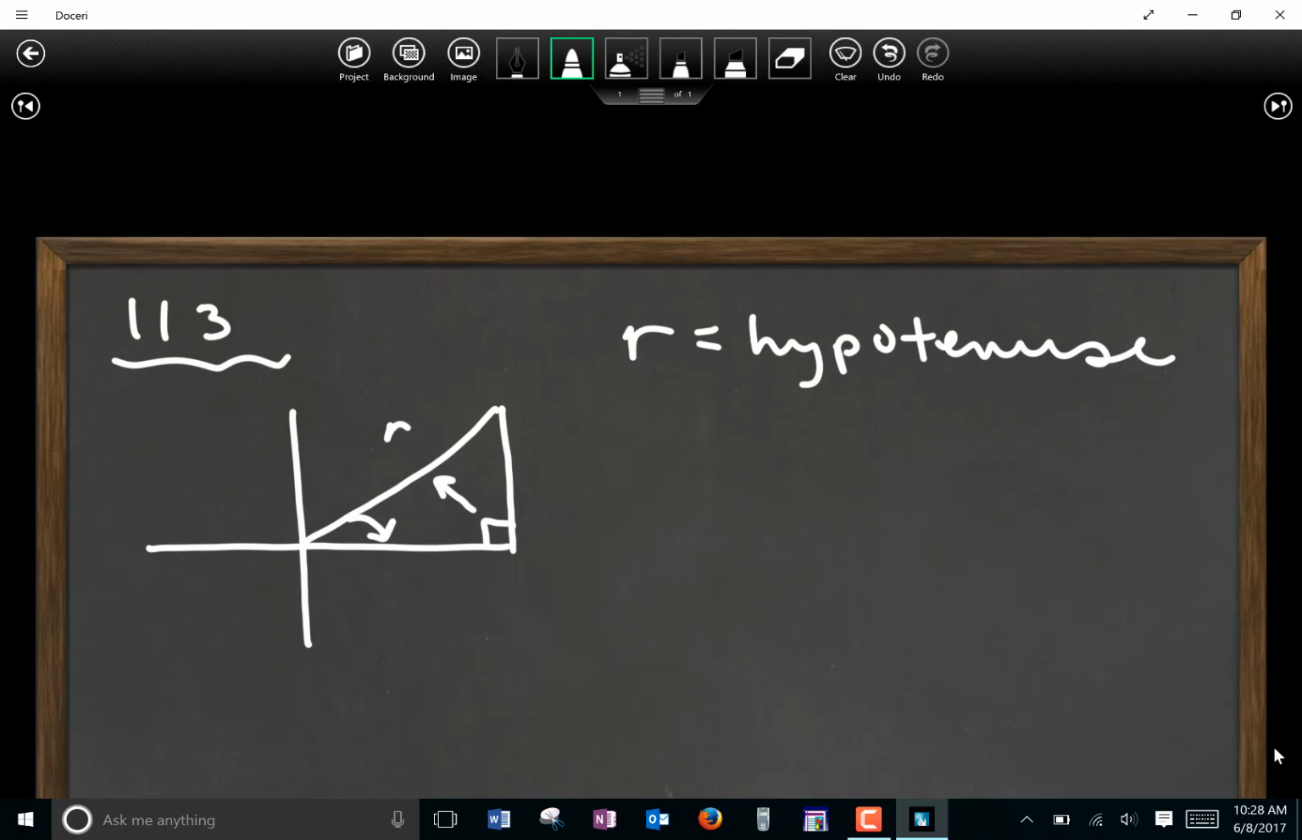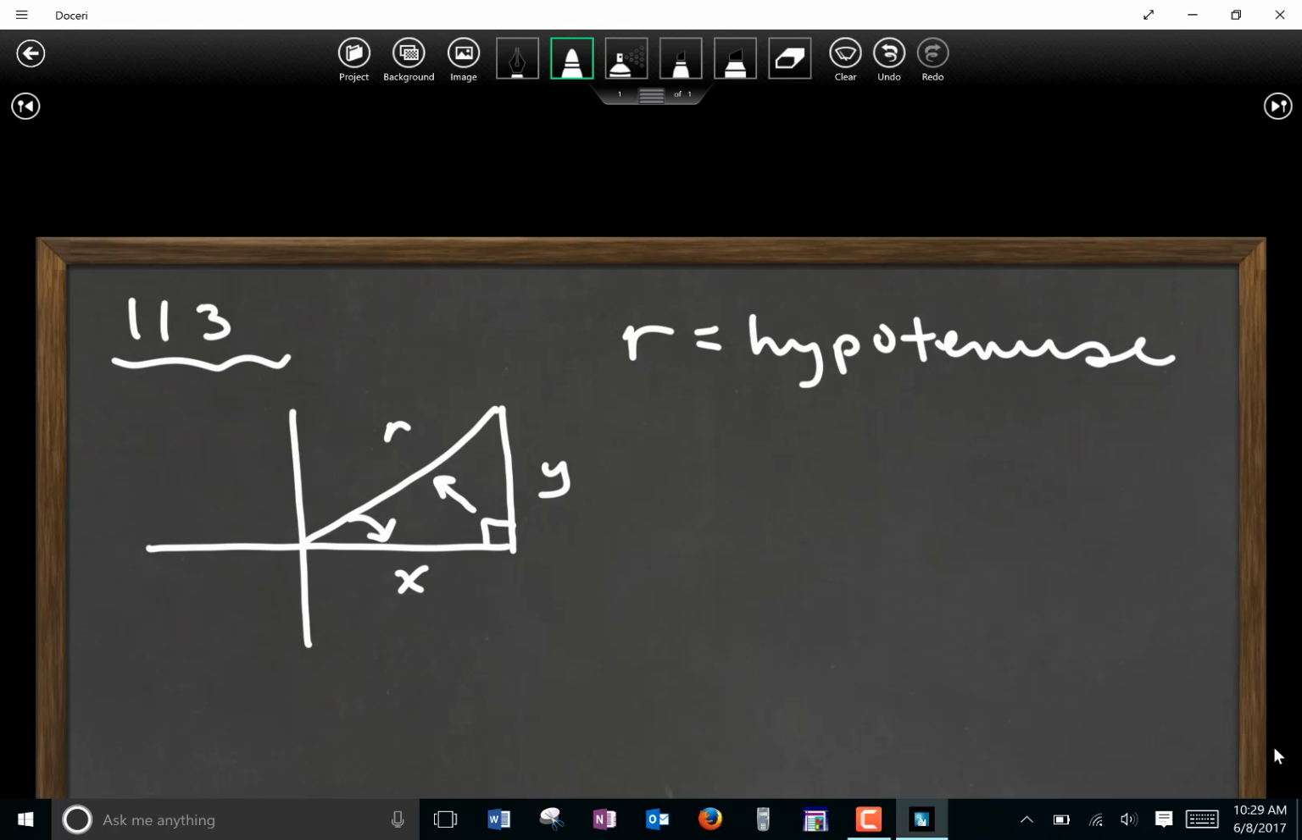Your book also labels the legs of the triangle as X and Y. Now, some books label things a little differently. Your book uses this notation, so that's what I'm going to stick with for this, but I'm going to try to give you some things to help you remember also.